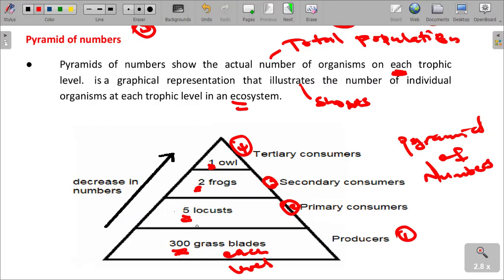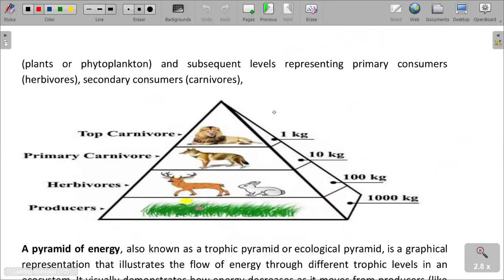So what we need to understand is that there is a decrease in numbers as it goes up, in order to ensure the carrying capacity, or in order to ensure the balancing of the numbers that we are talking about. So plants, and subsequent levels representing primary consumers and herbivores.